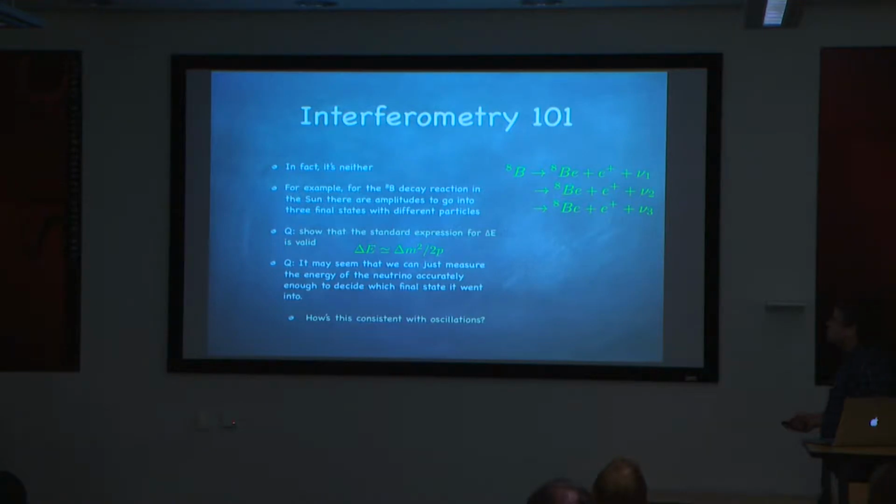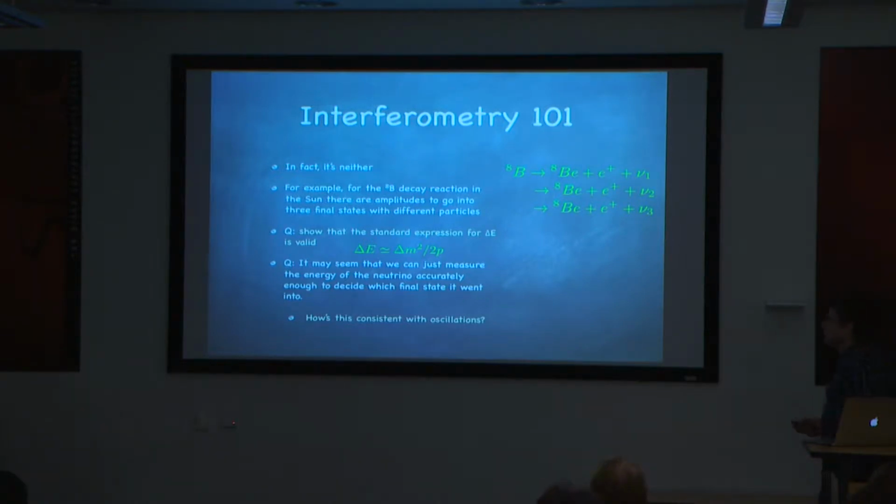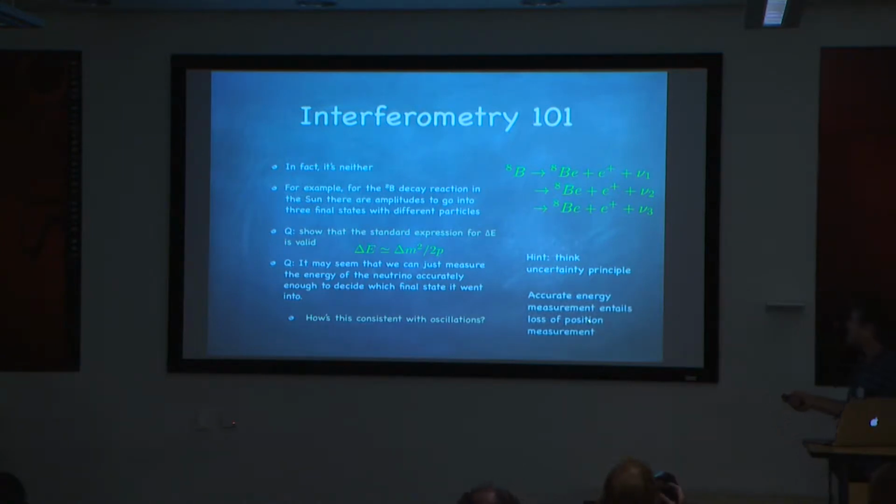And the second question that you might want to think about is, it seems like if we just measure the energy of this neutrino very accurately, it's enough to decide to which state it went. So how can this be consistent with flavor oscillations? And of course, the solution is to think about the uncertainty principle: accurate energy measurement breaks the position measurement.